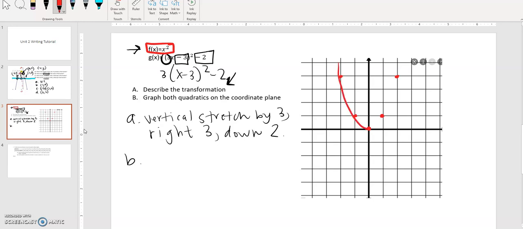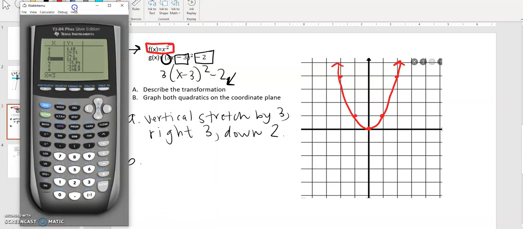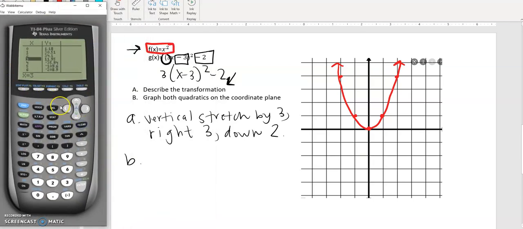And I'm going to draw a line through. So another way that you can do this is to just pull up your graphing calculator. I'm going to load mine up right now. Okay. So I'm just going to go to y equals and clear that out.